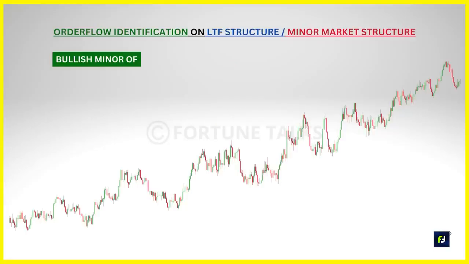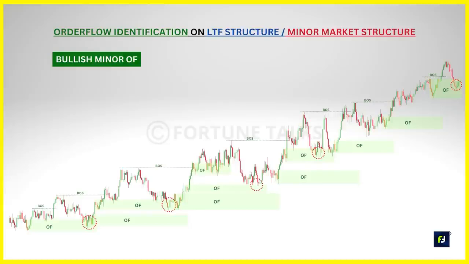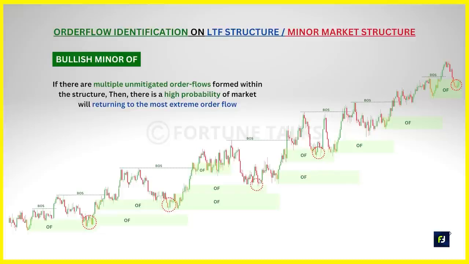This order flow concept can also be applied to the minor market structures or in your lower time frame charts for the sake of taking short-term trades or for grabbing some quick points. I have marked out some bullish as well as bearish cases here. An important point to note is that if there are multiple unmitigated order flows formed within a major structure, then there is a high probability that the market will return back to the most extreme order flow while failing all other order flow areas.